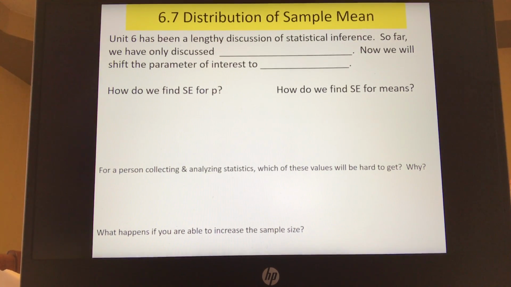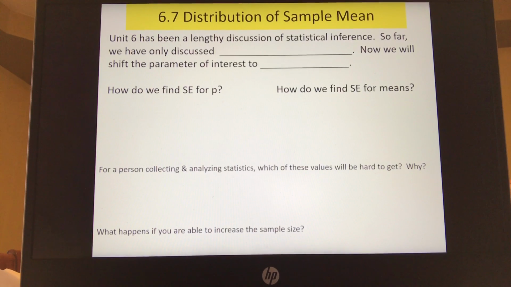All right, stats people, welcome back. We're at a part in the unit where we shift. You'll notice in the title of this section, we're not talking about proportions. Everything up until this point of the unit has been all about proportions.